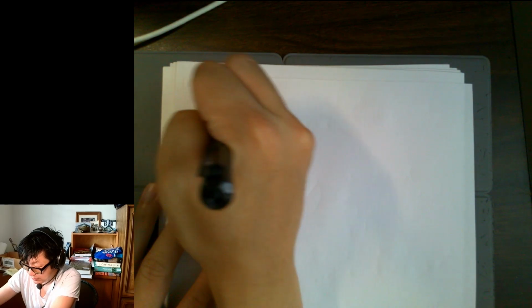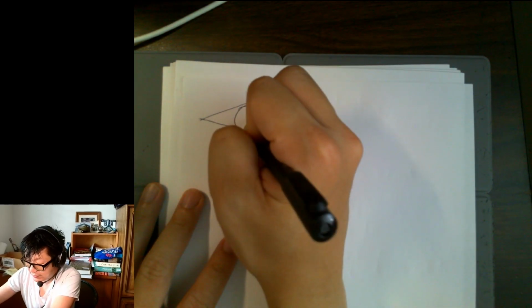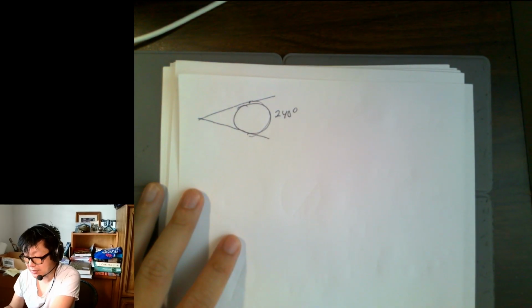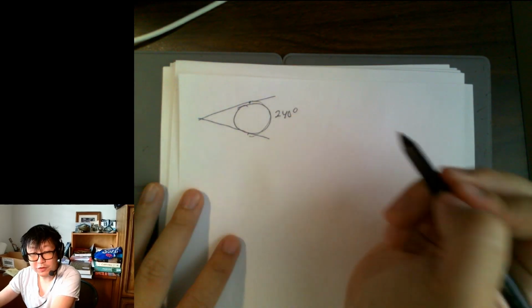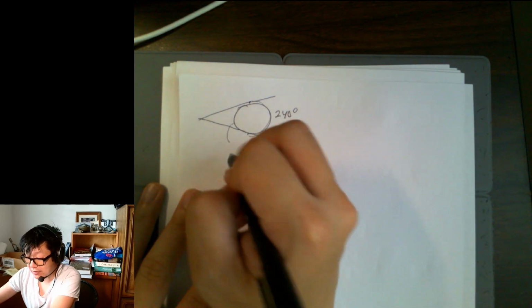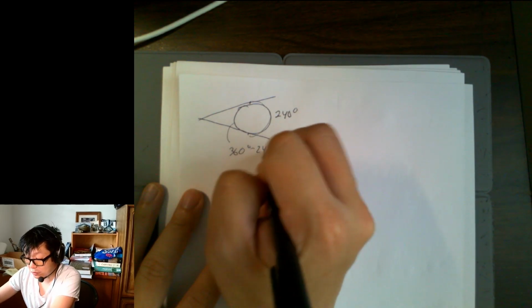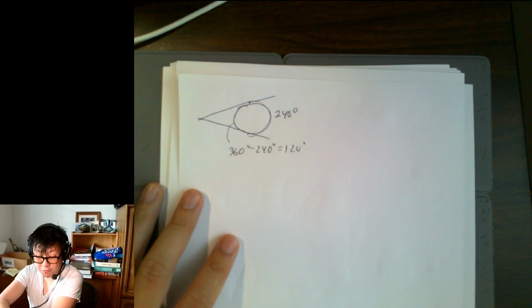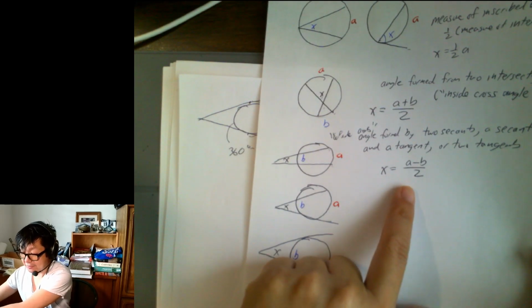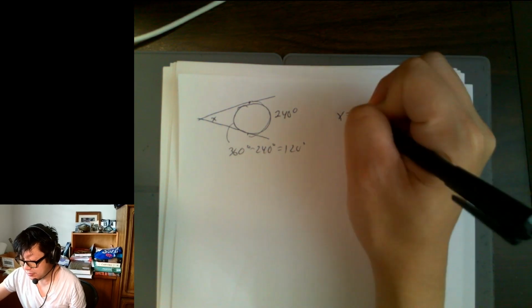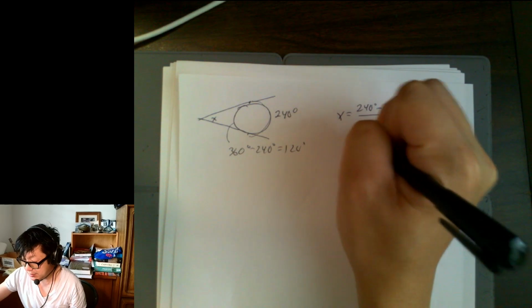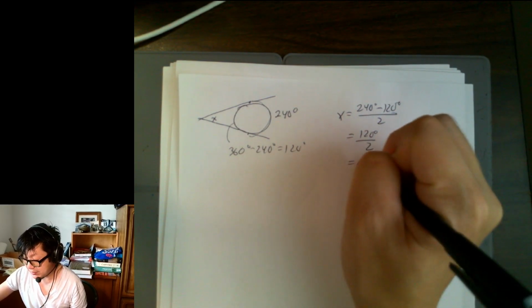In the case of the two tangents, let's say I was told that the measure of this arc is 240 degrees. Because the full circle is 360, I know that this arc is 360 minus 240, or 120. Then I use my formula for these outside angles to calculate the measure of this angle. This angle would be 240 minus 120 divided by 2, or 60 degrees.